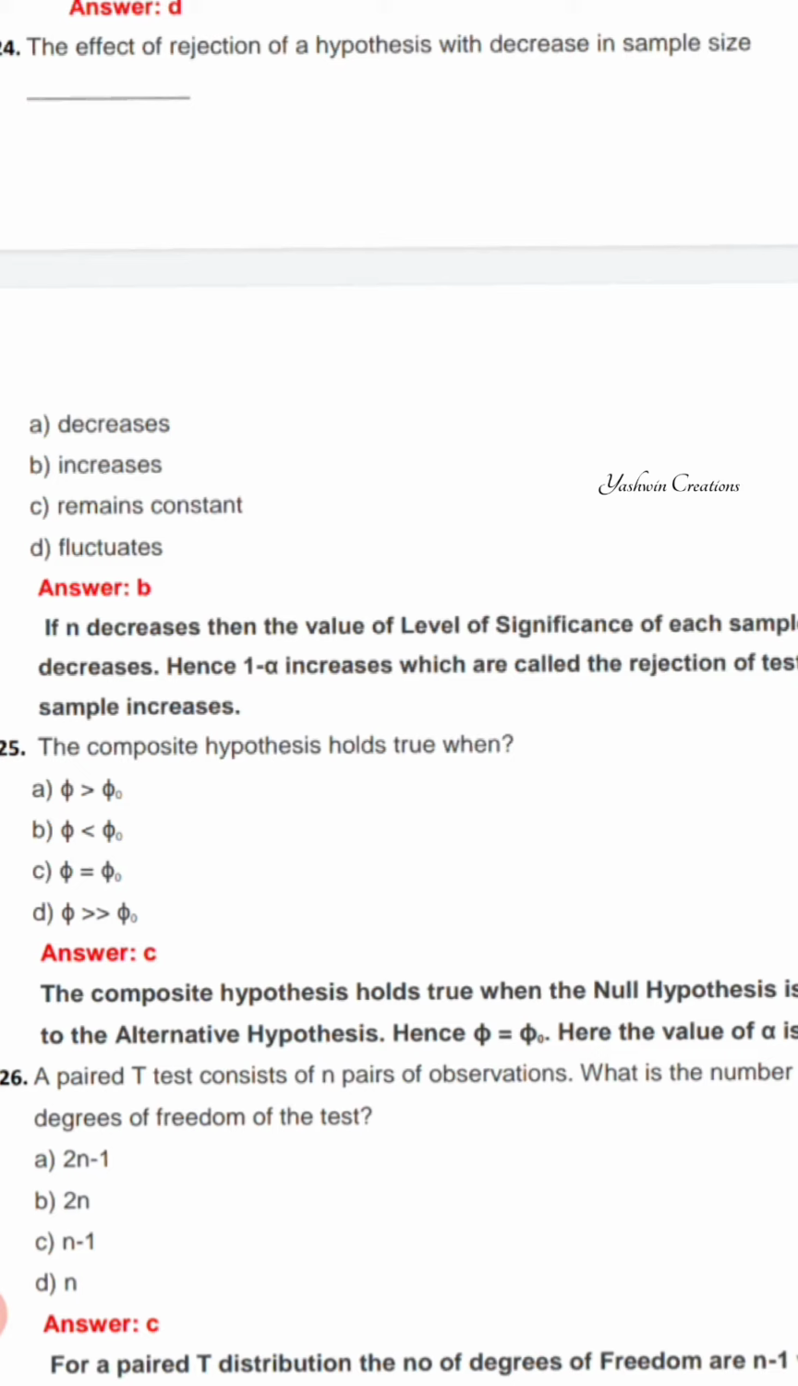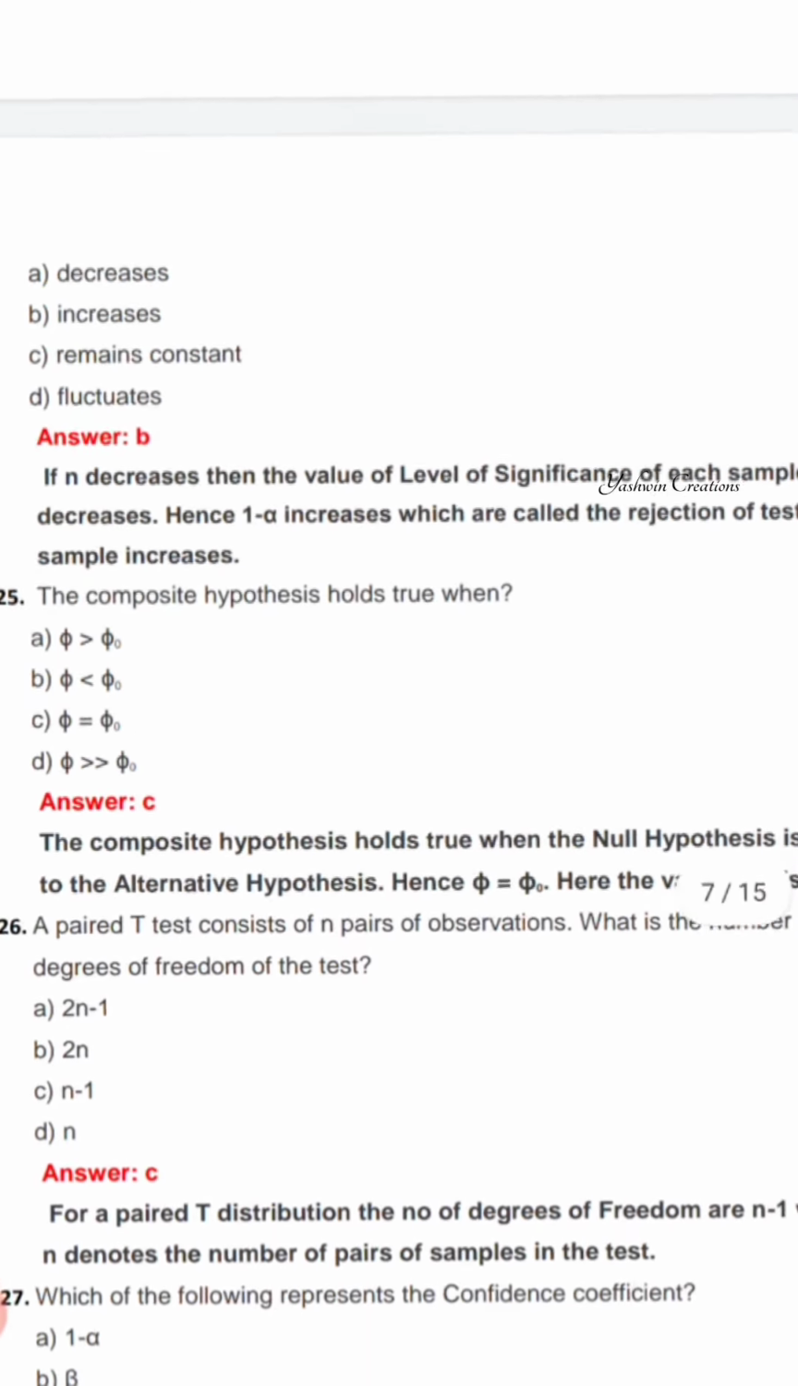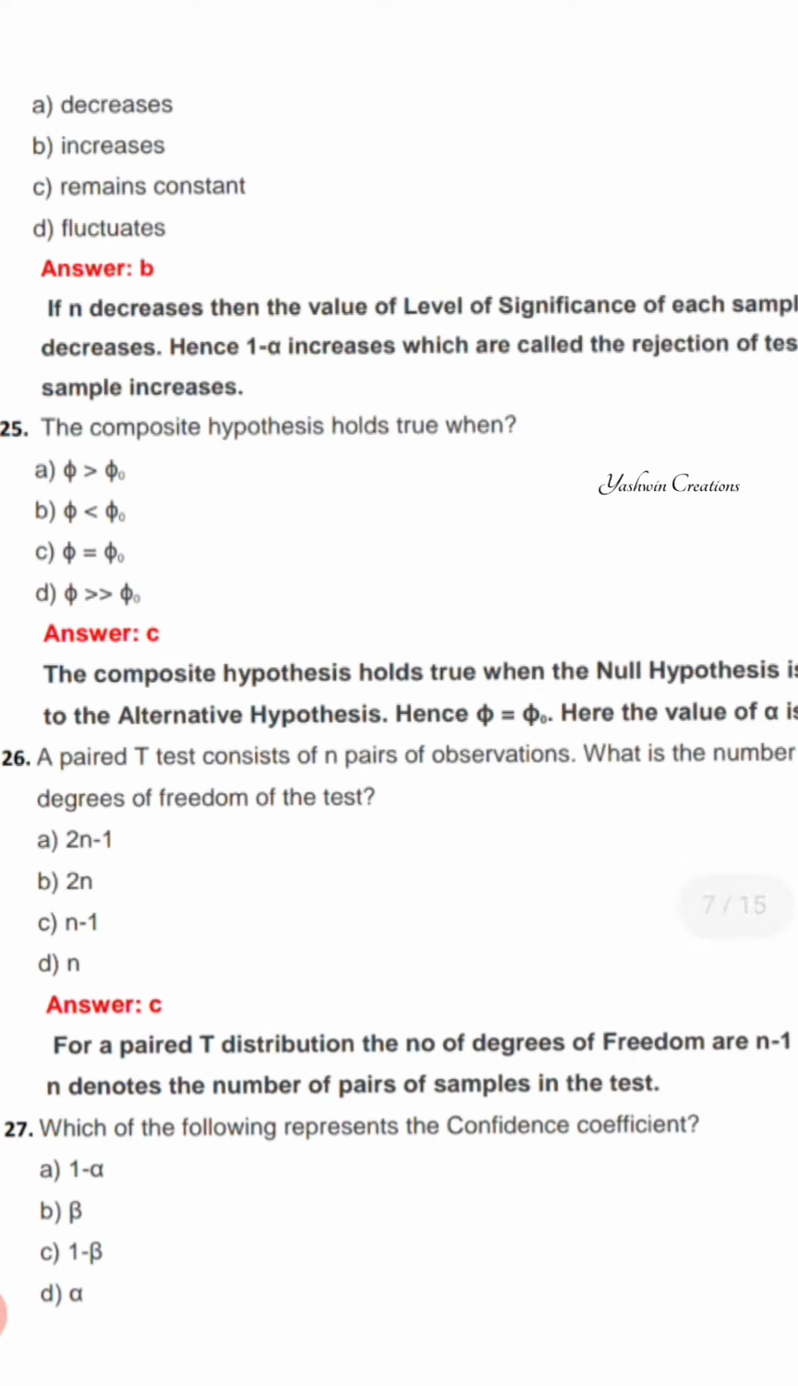A paired t-test consists of n pairs of observations. What is the number of degrees of freedom of the test? The answer is n minus 1. N denotes the number of pairs of samples in the test.